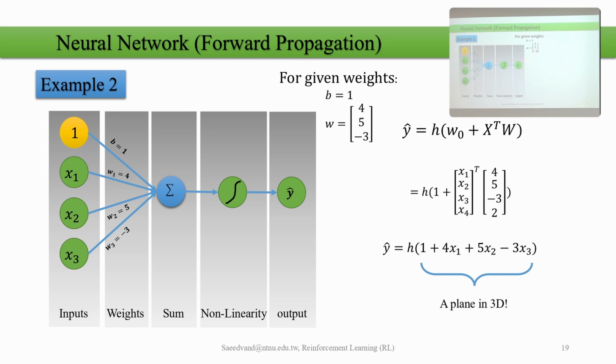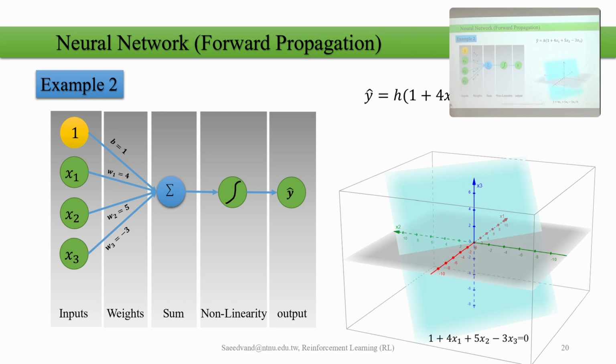Another example, if you have more data, 3 inputs, 1, 4, 5, -3, then the same term, a little bigger term. We will have h of 1 added by 4 x1, 5 x2, and minus 3 x3, and it will be a 3D plane. I demonstrated it in a 3D shape for you, in 3D workspace, so that you will have a plane this time. So this hyperplane demonstrates this equation over there that gives me the output that I want.